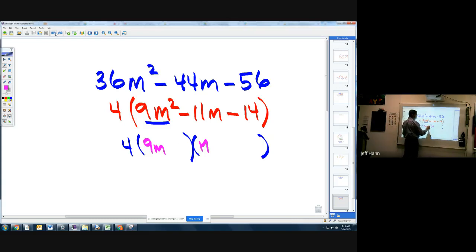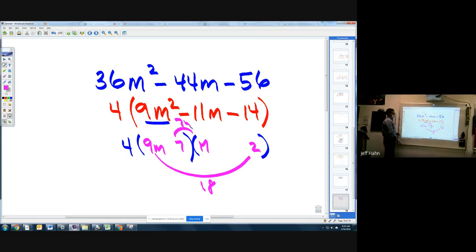What if I put a 7 here and a 2 there? Uh-oh, ladies and gentlemen, hold on a second here. 2 times 9 is 18, and 7m. Can I get an 11 with 18 and 7? Yes. I thought we were going to end up not doing it. Now, which one is which? Because this has to be negative. So one has to be positive, one has to be negative.